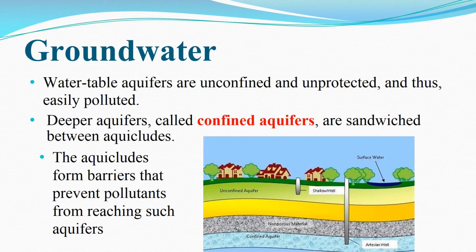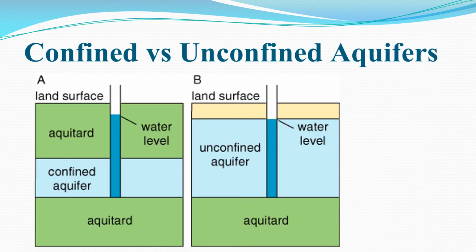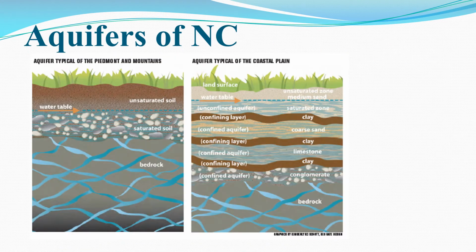The aquicludes form a barrier that prevents pollutants from reaching such aquifers. As you see here, the non-porous material right here is protecting and separating. So as you see, confined versus unconfined. With confined, we have to go through layers to get what we need. With unconfined, once we get through the land surface, we're right here at the water. This is, of course, where it can get easily polluted.